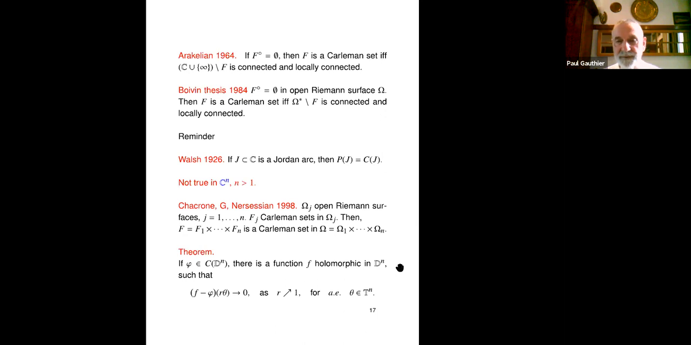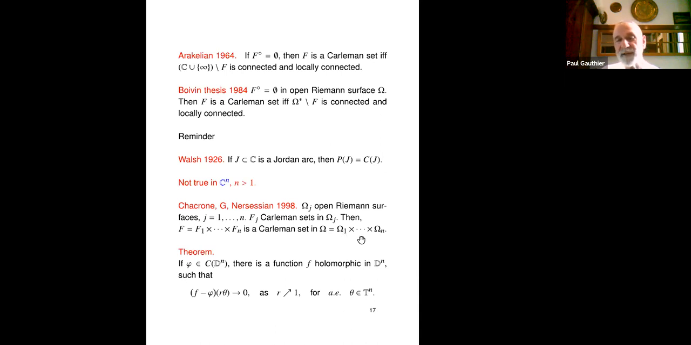If this domain in C^n is a product of domains, or more generally, if it's a product of domains in Riemann surfaces, if omega_j are open Riemann surfaces, then omega is a complex manifold, the product of these Riemann surfaces. And if you have F_j, which are Carleman sets in each Riemann surface, then the product of these closed sets is again a Carleman set in the product manifold of these Riemann surfaces.